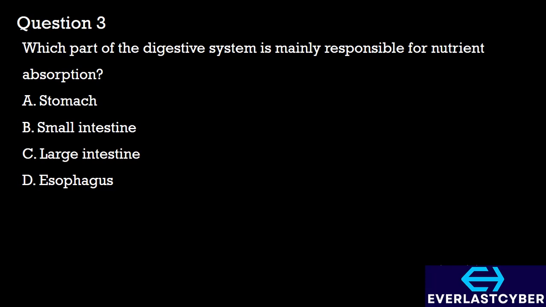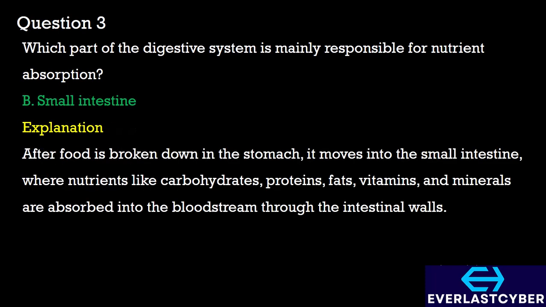The small intestine is responsible for nutrient absorption in the digestive system. So after the food is broken down in the stomach, it moves into the small intestine where the nutrients like proteins, carbohydrates, vitamins, and fats are absorbed into the bloodstream through the intestinal walls. The large intestine mainly absorbs water and electrolytes, but not nutrients, while the esophagus transports food from the mouth to the stomach, but it plays no role in nutrient absorption. So our answer here is option B, the small intestine.